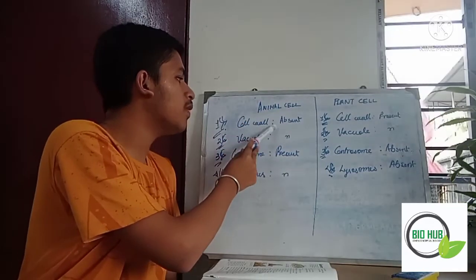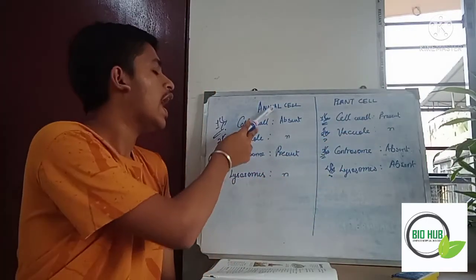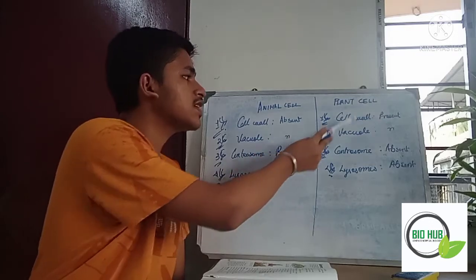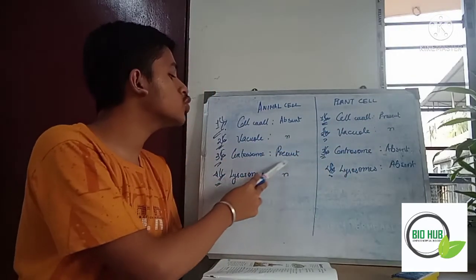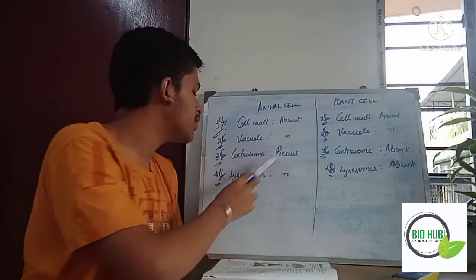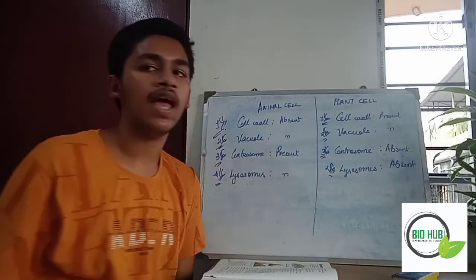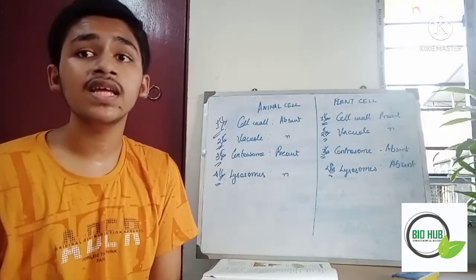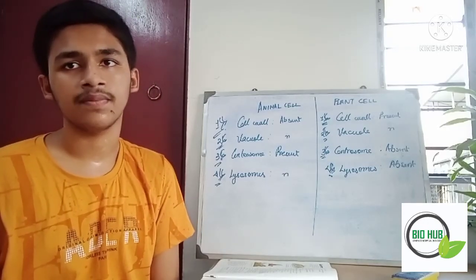In animal cell, the cell wall is absent. In plant cell, the cell wall is present. In animal cell, the vacuole is absent. In plant cell, the vacuole is present. In animal cell, the centrosome is present. In plant cell, the centrosome is absent. In animal cell, lysosomes are present. In plant cell, lysosomes are absent. So these are the major differences between animal cell and plant cell.